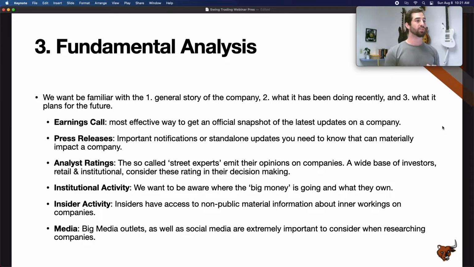So again, look at the earnings call and press releases. That's the official communication coming from the company to the investor base. Then we quickly want to look at what the experts are doing. We look at the analyst ratings, institutional activity, and insider activity. And then lastly, we want to look at media. We want to look at big media outlets, CNN, Bloomberg, Yahoo Finance, etc., just to know what the rest of the retail or investor base is looking at.